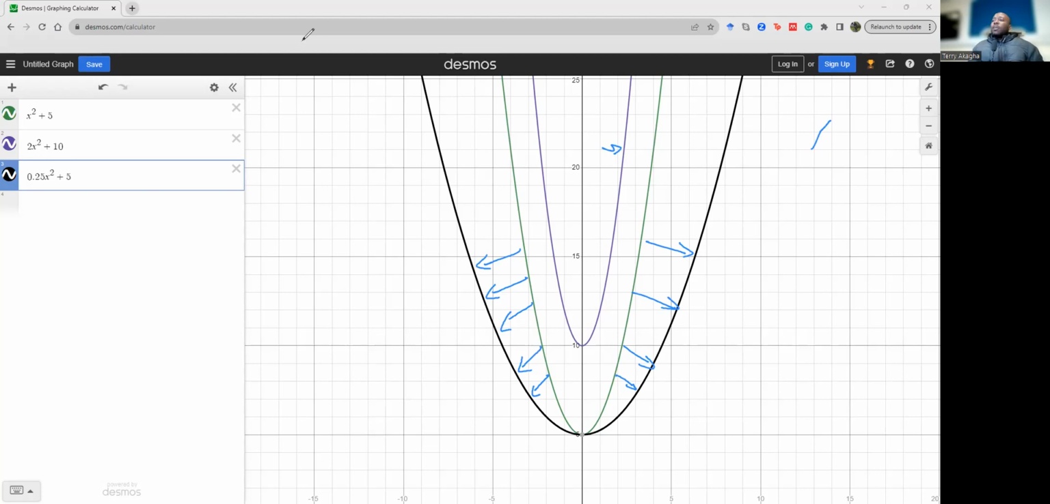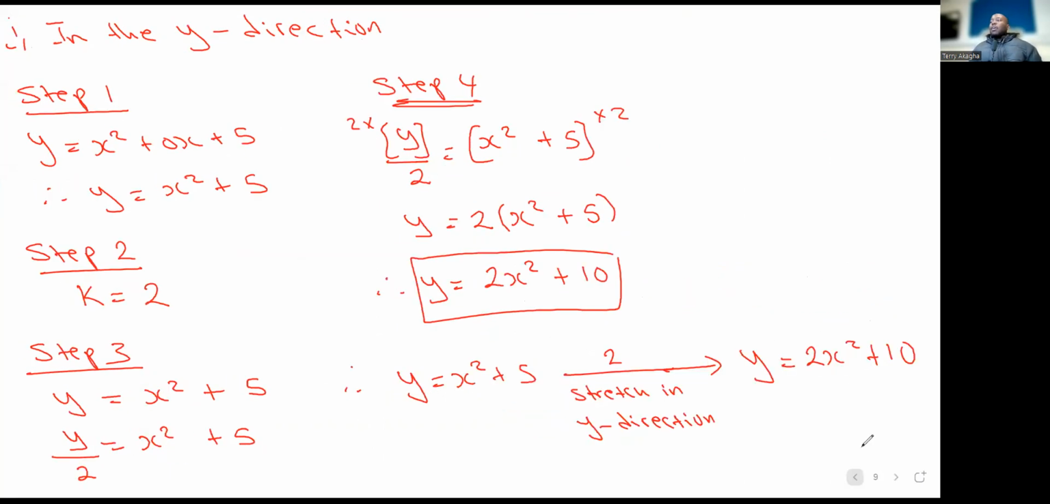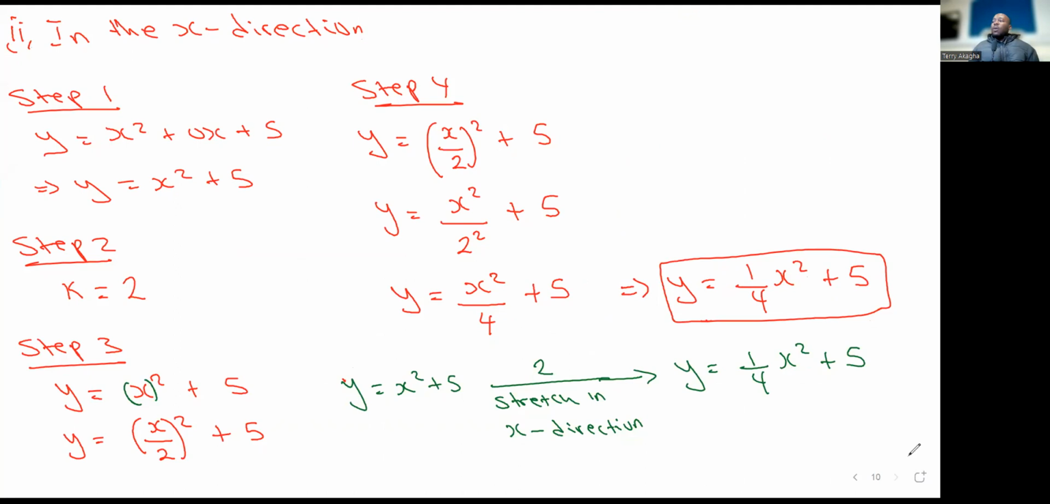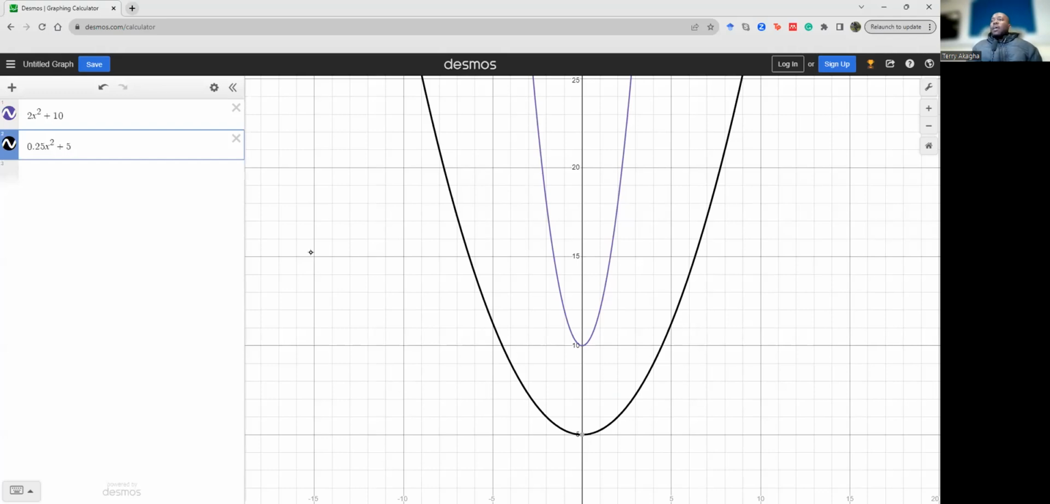So in this example we just solved, when you stretch it in the x direction, it's going to be 1 over 4 x squared plus 5. And when you stretch it in the y direction, it's going to be 2x squared plus what? 10. Okay. Now, something you need to look at here. If we go back to the Desmos graph, for instance, let's pick these first two. Let's say something here. Now, you will notice as well that if you look at this point here, this point has an x and a y, right?